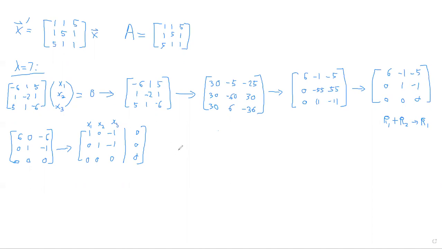Now, so x3 is equal to t, x2 is equal to x3, and x1 is also equal to x3. So x1 equals x2 equals x3 equals t. So the corresponding eigenvector is 1, 1, 1. Now, we have our eigenvalues and eigenvectors.